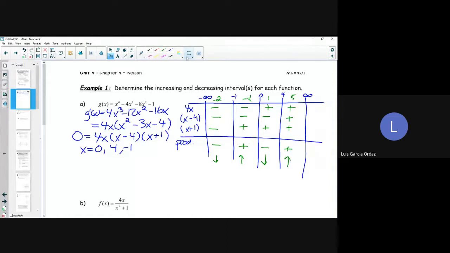So we know that g of x increases between -1 and 0 in union with 4 and infinity. And g of x decreases on the intervals negative infinity to -1 in union with 0 and 4. So using this chart where it tells us where our graphs increase and decrease, can anyone figure out where my maximums will be and where my minimums will be?